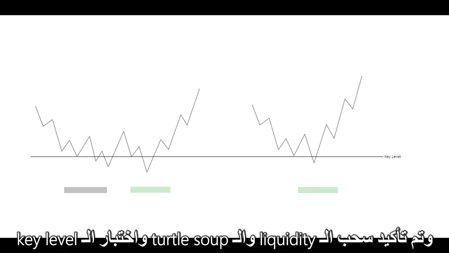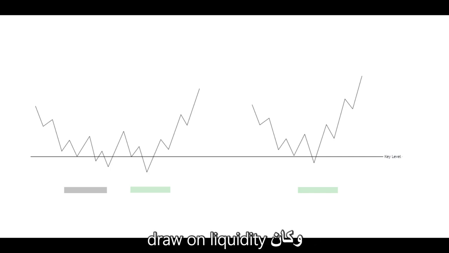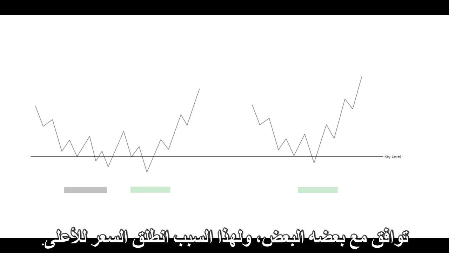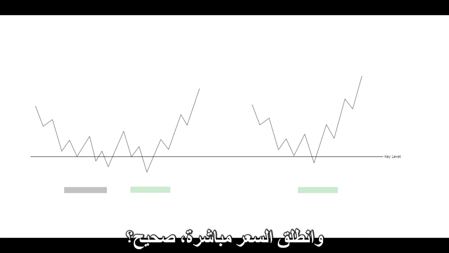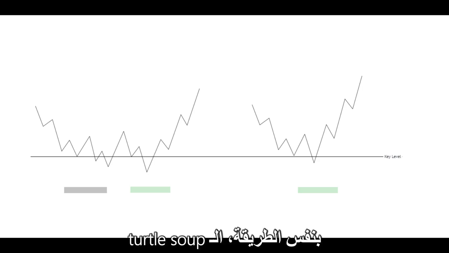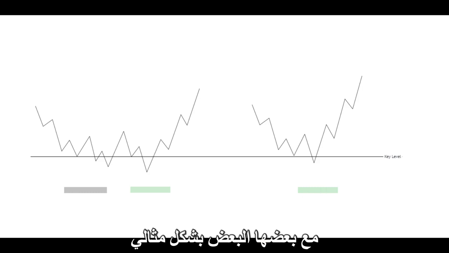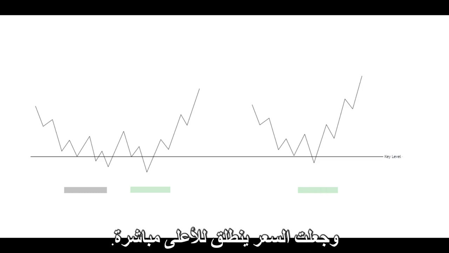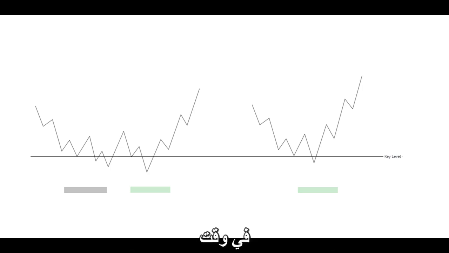And the purge in the turtle soup and the testing of the key level was confirmed by the fact that it happened at a key time and our draw on liquidity was higher. So everything aligned with each other. That's why price expanded higher. Price tested the key level at a key time. That's why it was a high probability, and price took off right after it, right? The same way the turtle soup also happened at a key time, right? And you can see all of these things aligned with each other perfectly and made price expand higher straight away. This is the first type of reaction to a key level which happens at a key time.